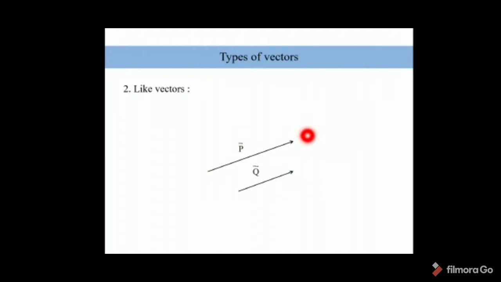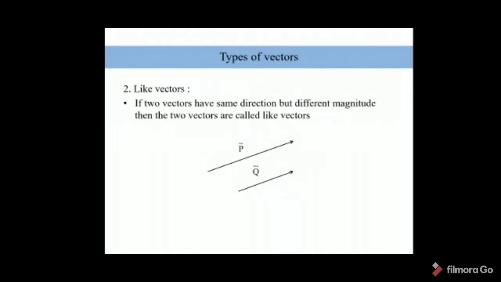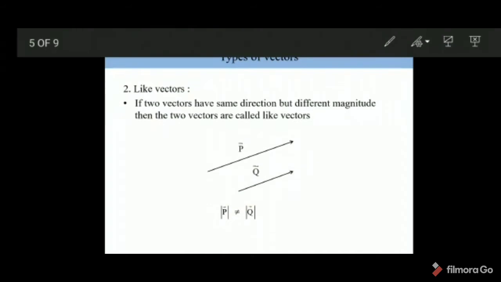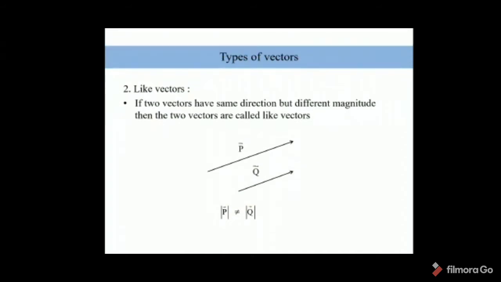If two vectors have different magnitudes but are pointing in the same direction, then we call them like vectors. So if two vectors have the same direction but different magnitude, we call these two vectors like vectors. The magnitude of vector p, as we can see, is not equal to the magnitude of vector q. q can be bigger than p, q can be less than p, but it can never be equal to p. So two vectors having the same direction but different magnitudes are called like vectors.